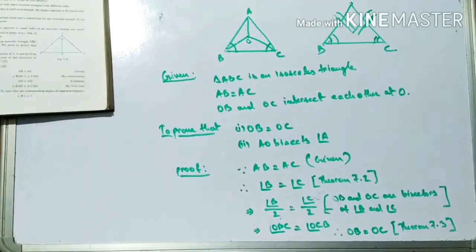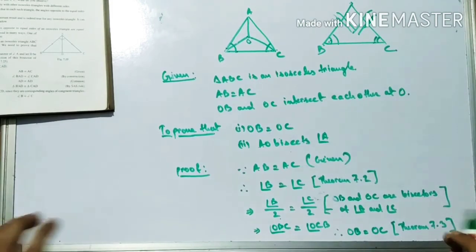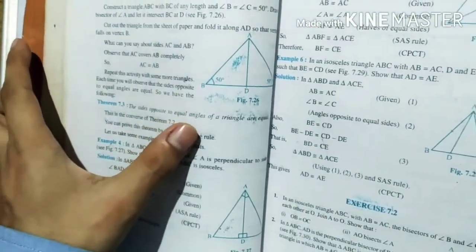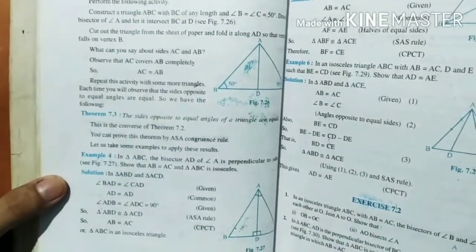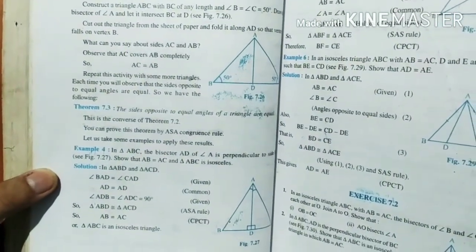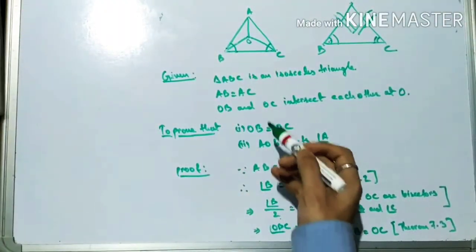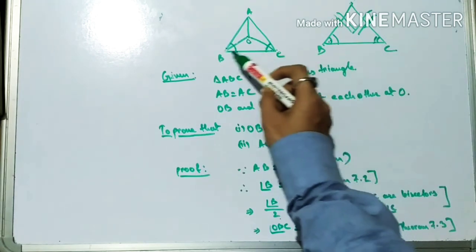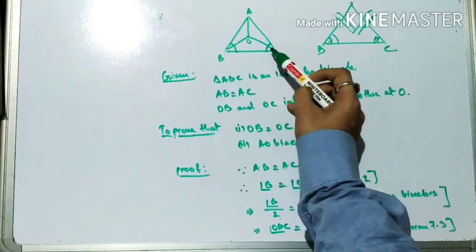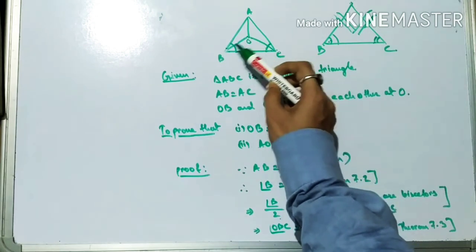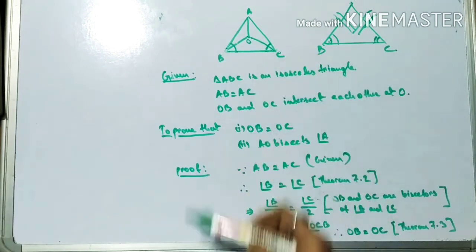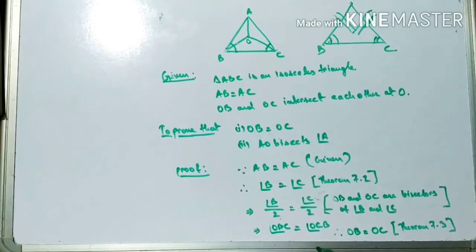In the exam hall you don't write just theorem 7.3 like that, you write the complete theorem. One time I am reading it out. Theorem 7.3 says that the sides opposite to equal angles of a triangle are equal. Understand? Since here I showed that angle OBC is equal to angle OCB, look at this small triangle OBC. Angle OBC is equal to angle OCB, so therefore OB is equal to OC, and this is by theorem 7.3.